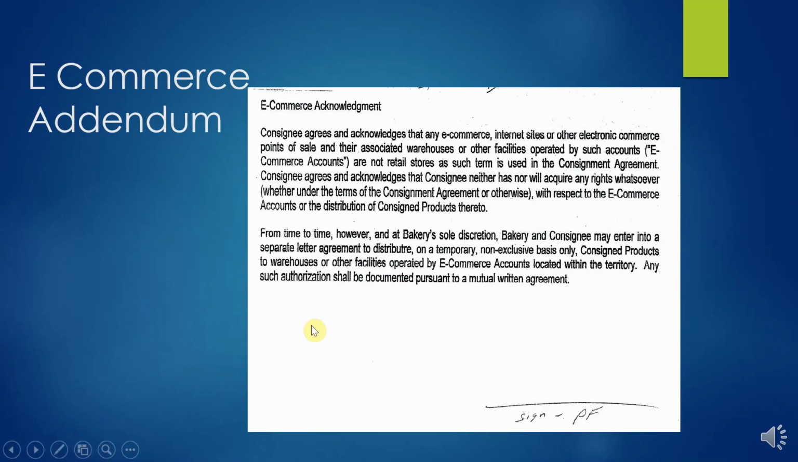Here is the e-commerce letter. Now this addendum says consignee agrees and acknowledges that any e-commerce, internet site, or other electronic commerce points of sale and their associated warehouses or other facilities operated by such accounts are not retail stores as such term is used in the consignment agreement. I think we can all agree to that. There are several distributors who will serve as e-commerce accounts, and this is basically a side letter that they sign with Pepperidge Farm, and the commission that they receive is not 20%, it is less, and I believe it does vary.